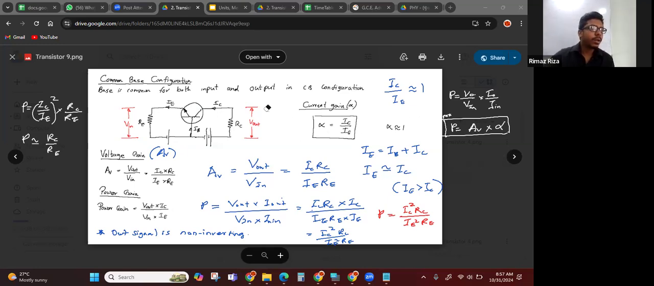So that's all. And please, as I told you, complete the same note for the PNP transistor in the common base configuration. Under the common base configuration, you have to consider the PNP transistor, mark the currents, get the voltage gain and power gain, and check whether the signal is non-inverting or not. There also you will get the same current gain, same alpha, same voltage gain, same power gain, and the output signal is non-inverting. You have to do it and see, okay?